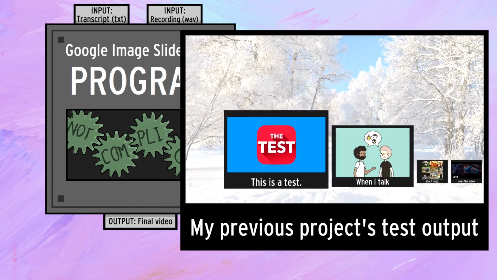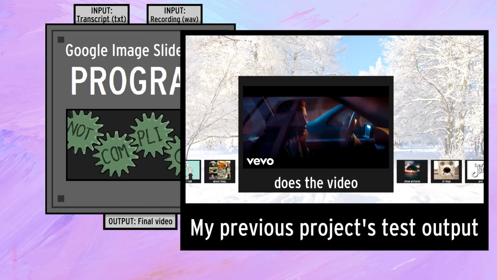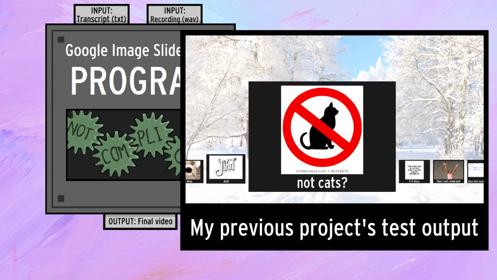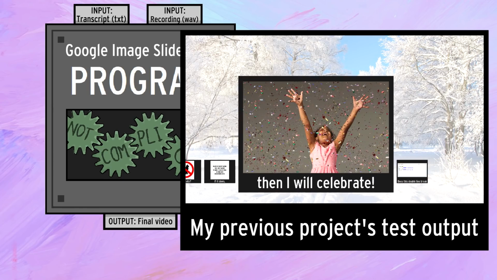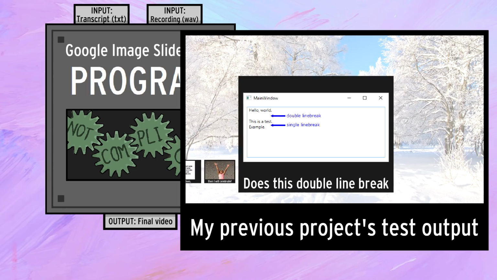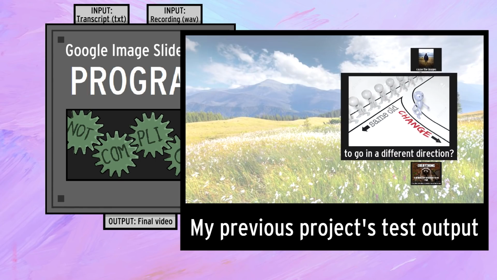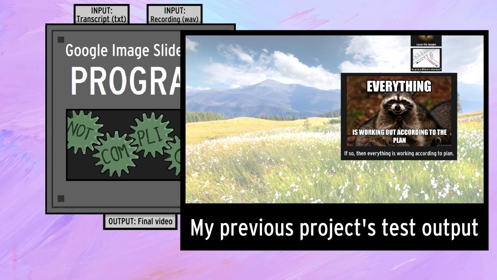This is a test. When I talk about dogs, does the video show pictures of dogs and not cats? If it does, then I will celebrate. Does this double line break cause the images to go in a different direction? If so, then everything is working according to plan.